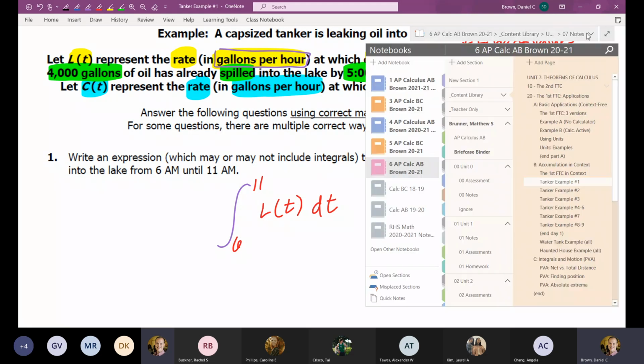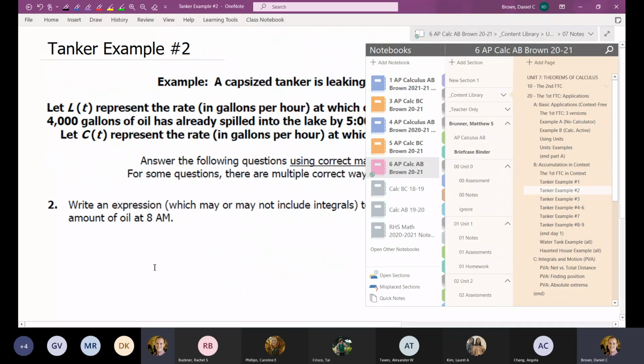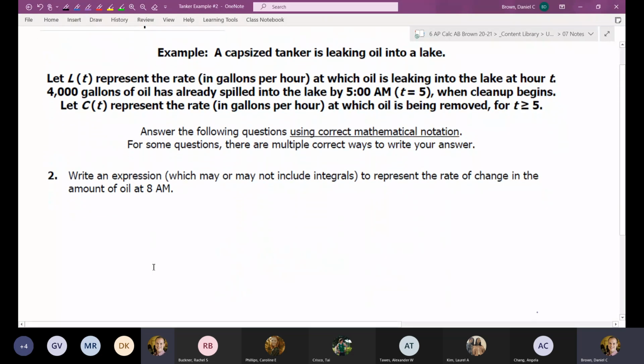Let's try number 2. And again, stop me whenever you have questions. I try to choose a variety of questions just to get us thinking about how to form these problems. Same situation. We want to write an expression now to represent the rate of change in the amount of oil at 8 a.m.